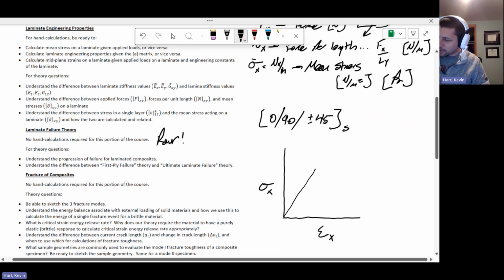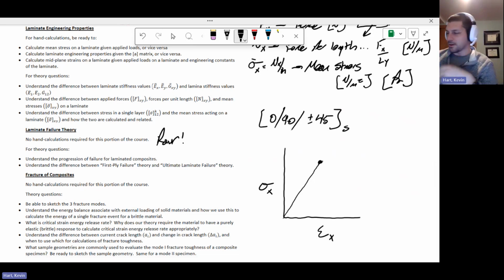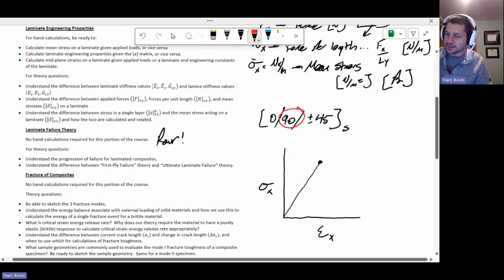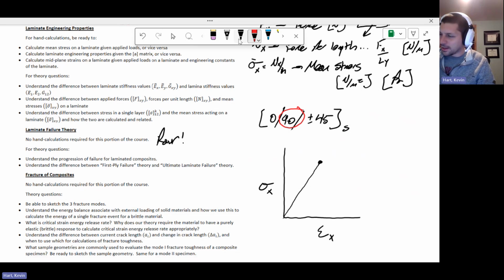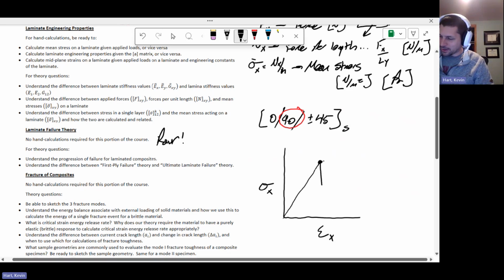Load, load, load, and then all of a sudden I'm going to hit a point where one of my layers is going to fail. Not all layers fail at the same time. In theory, the weakest layers are going to start failing first, and we know that composites are very weak when you're loading across the fibers. So in this particular composite, the 90-degree layers are going to fail. The theory says that they all fail catastrophically at the same time. Now, in practice, that doesn't really happen, but that's what theory might say. And so here, all 90s fail.